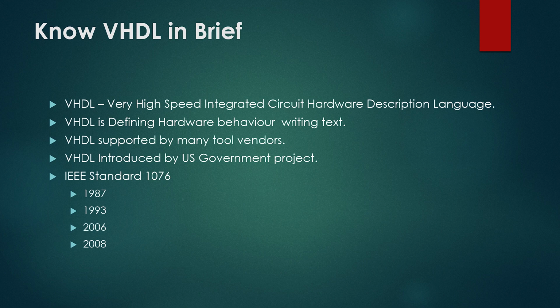A quick history: VHDL was introduced by a US government project as an integrated circuit simulation tool initially, but later it started being used for digital system design. VHDL received multiple standard revisions, starting as IEEE standard 1076 in the year 1987. The most significant release was in the year 1993, and that is still being used. Later revisions were in the years 2006 and 2008, with some nice to have features as well.